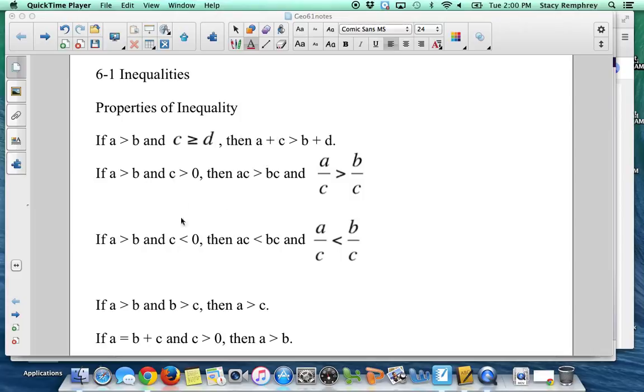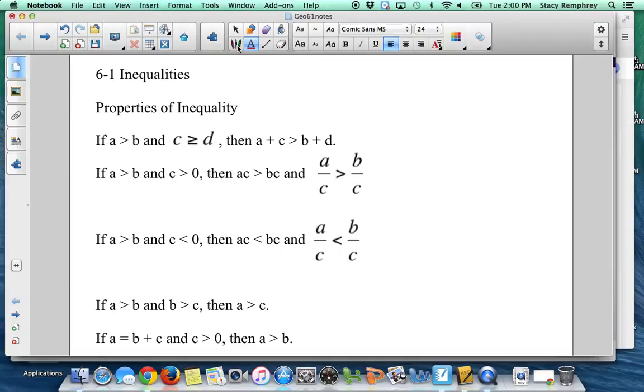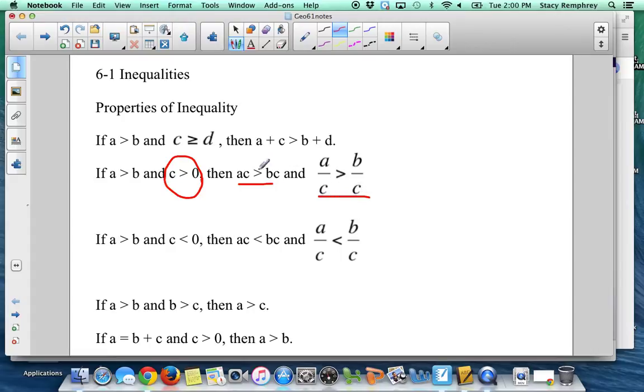Okay, in the next two, these are actually ones you've done before when you did them in algebra. Notice here it says if C is greater than 0. So if C is greater than 0, that means C is a positive number. And what that is saying is if you multiply both sides by a positive number or divide both sides by a positive number, then what was bigger before will still be bigger in the result.